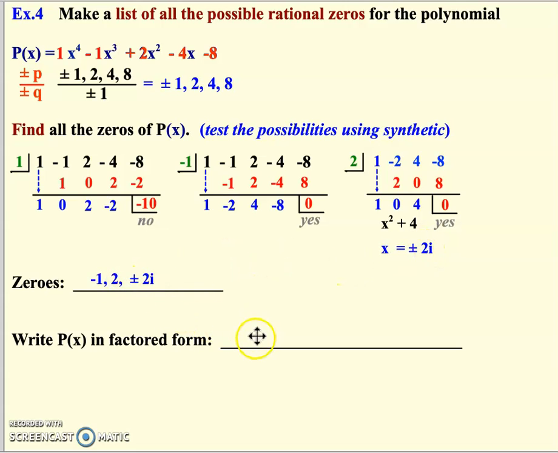So here's all my zeros, and then let's go backwards and turn them into factors. So -1 and 2 by synthetic, plus and minus 2i by solving, and make my list, and then basically undo it, turn them back into factors, and there you go. So synthetic is a way to find zeros when your original polynomial is not factorable. And it also allows you to find the factors too. That's it for the notes today.